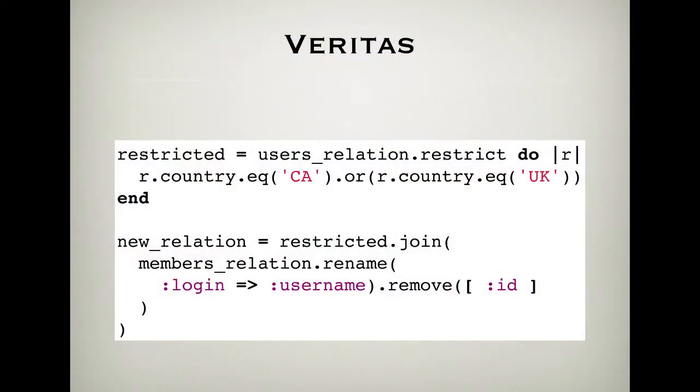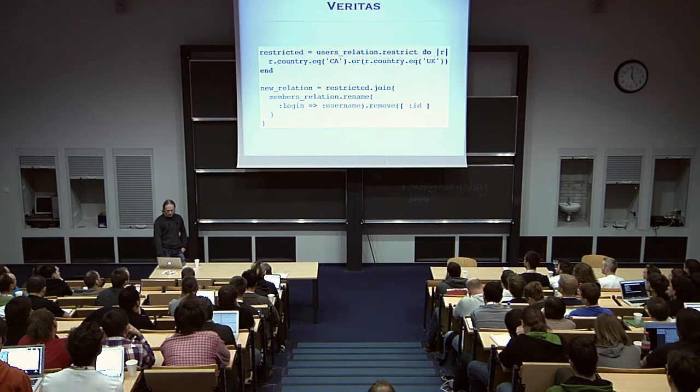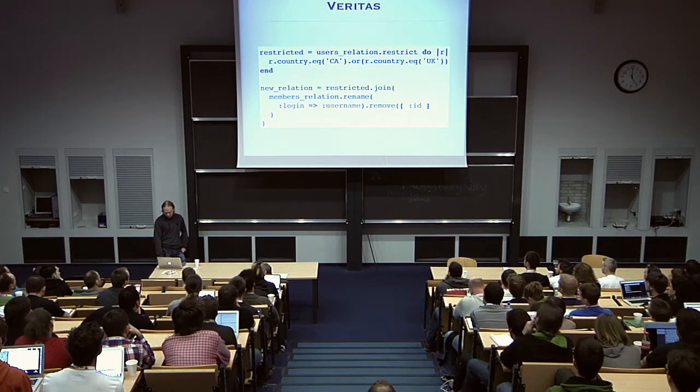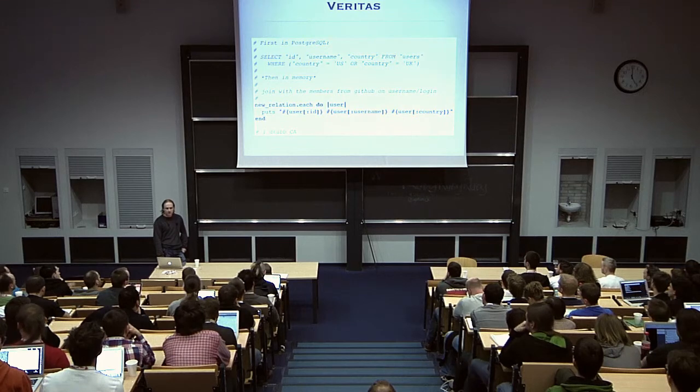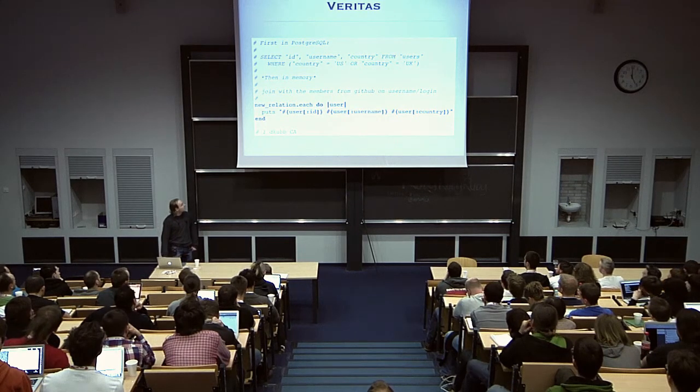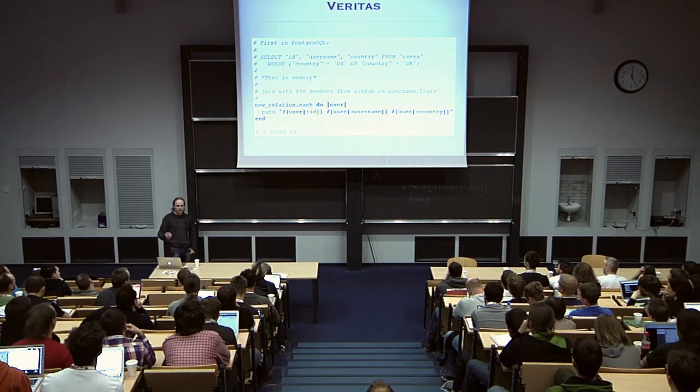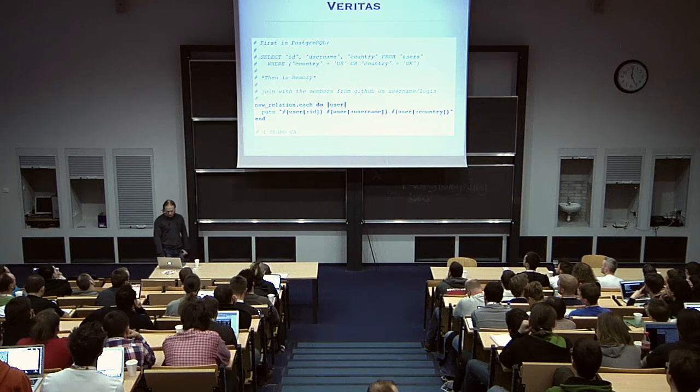And here we perform a restriction on the users relation, which is a relation from Postgres. Then that restricted relation is joined with the members relation from GitHub. And what's going to happen is that Veritas will actually know that it can perform the restriction on the Postgres side. So it just runs the query. The data set from Postgres is already restricted, according to what we set up here. And then we join this result set in memory with stuff from GitHub, which I find really awesome.